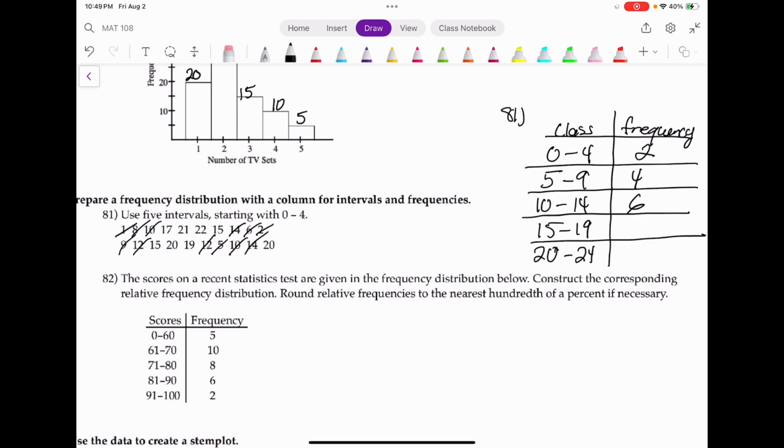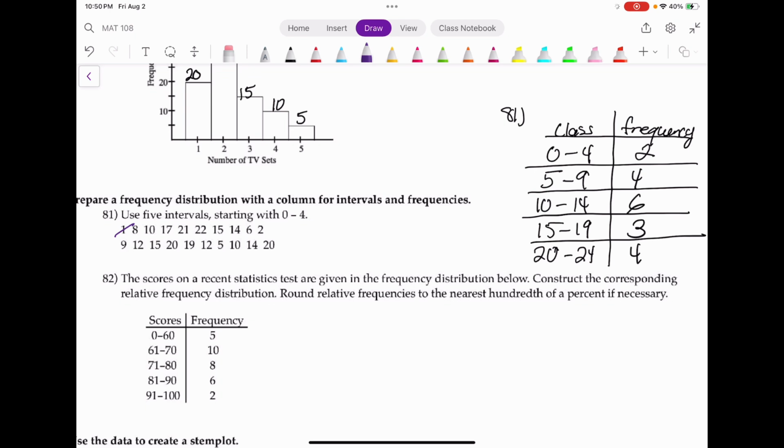The class from 15 to 19, that's 1, 2, 3. There are 3 of those. And then the class from 20 to 24, 1, 2, 3, 4. So let's make sure everything is correct. Let's count how many pieces. We have 1, 2, 3, 4, 5, 6, 7, 8, 9, 10, 11, 12, 13, 14, 15, 16, 17, 18, 19, 20. But this doesn't add up to 20, so I have to double check. I think I missed a 15 somewhere.